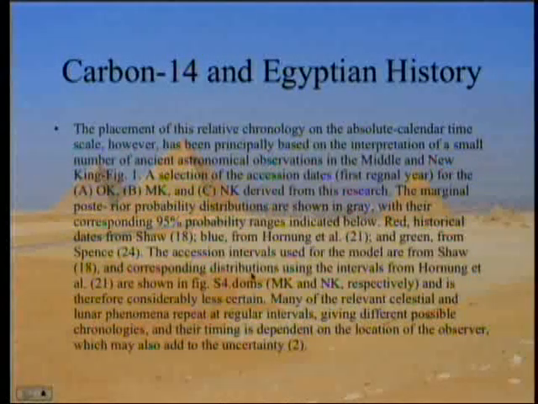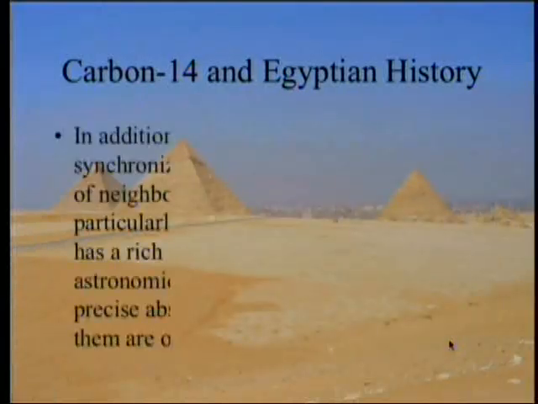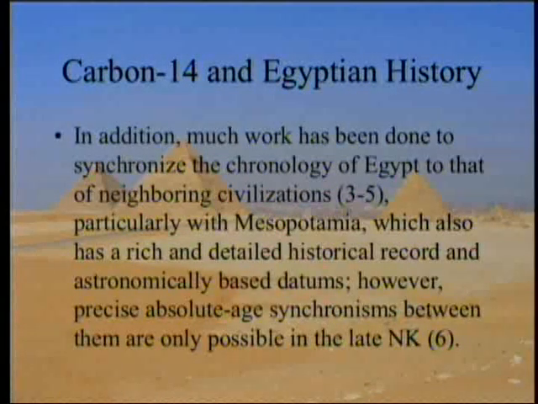That's what it is, the Middle and New Kingdoms, MK and New K respectively, and is therefore considerably less certain. Many of the relevant celestial and lunar phenomena repeat at regular intervals, giving different possible chronologies, and their timing is dependent on the location of the observer, which may also add to the uncertainty. In addition, much work has been done to synchronize the chronology of Egypt to that of neighboring civilizations, particularly with Mesopotamia, which also has a rich and detailed historical record and astronomically based datums. However, precise absolute age synchronisms between them are only possible in the late New Kingdom.